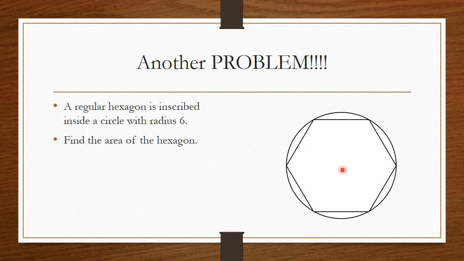Since the diameter of the circle covers 2 radii, the radius is 6. Also, if we look carefully, we see that the side length of an equilateral triangle is also 6. So since the side length of an equilateral triangle is 6, and there are 6 equilateral triangles, we can use that to find the area.